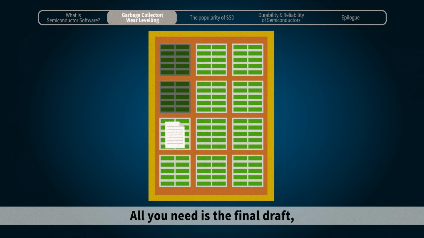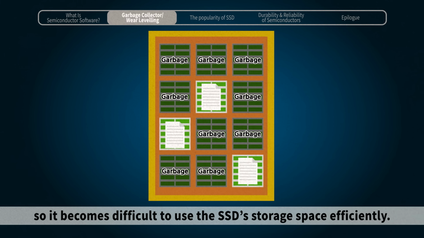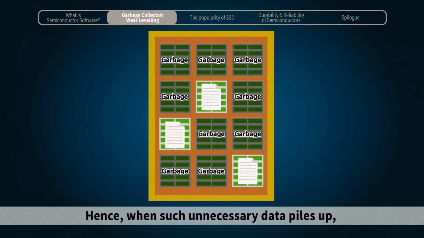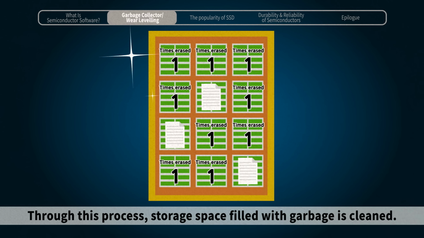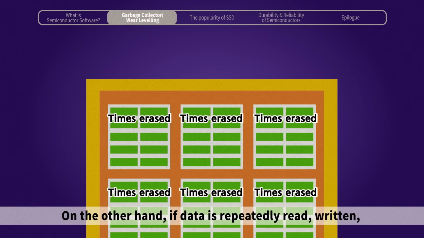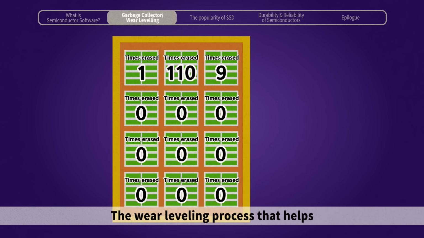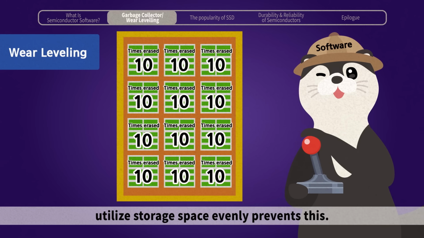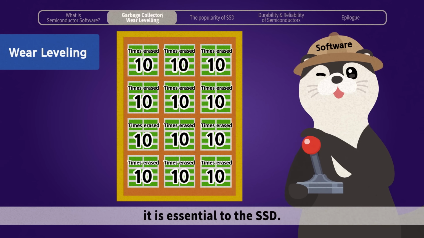All you need is the final draft, yet unnecessary garbage also gets stored, so it becomes difficult to use the SSD's storage space efficiently. Hence, when such unnecessary data piles up, the system erases them every once in a while. Through this process, storage space filled with garbage is cleaned. This process is called garbage collection. On the other hand, if data is repeatedly read, written, and erased in the same space, the SSD lifespan can quickly decrease. The wear leveling process that helps utilize storage space evenly prevents this. Because of the job that this semiconductor software does, it is essential to the SSD.